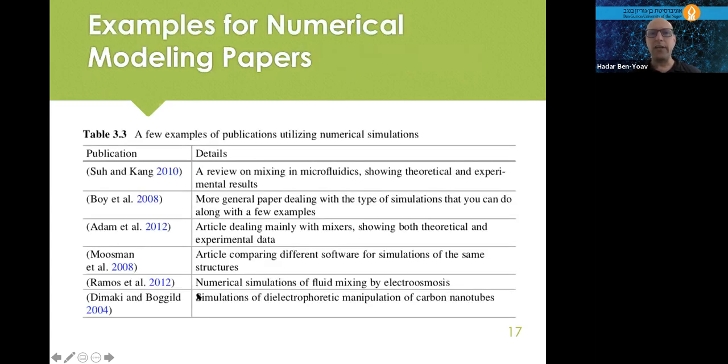Some examples of numerical modeling papers or reviews that you can look for. I guess there are also other examples that summarize or compare the different types of software, and it's very good to do this kind of research before you choose the software that will give you the most optimal solution for your problem. For example, a review on mixing in microfluidics, showing theoretical and experimental results for different modeling software.